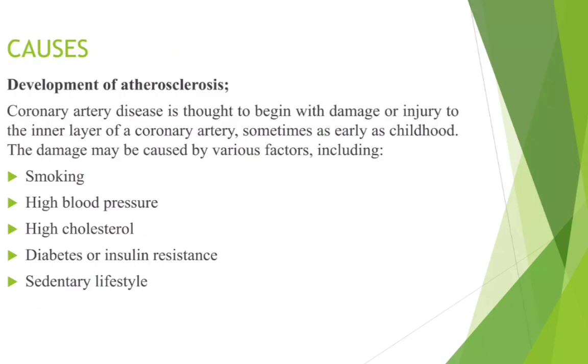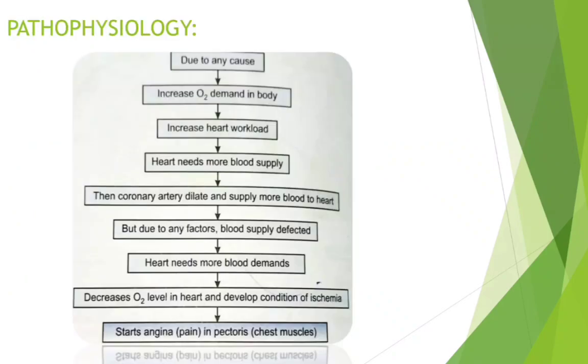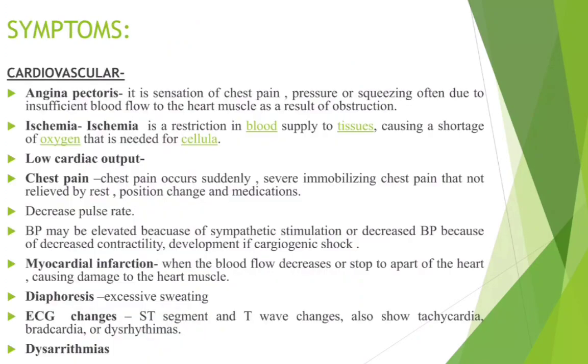Causes: the development of atherosclerosis in the coronary artery is the beginning of the reason for angina pectoris. It is thought to begin with damage or injury to the inner layer of the coronary artery, sometimes as early as childhood. As I already told, the pathophysiology is that there is an increased oxygen demand due to some factors, which increases the heart workload, and the heart is failing to meet it.